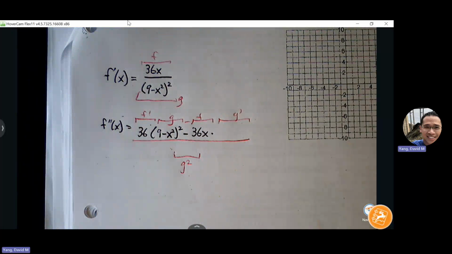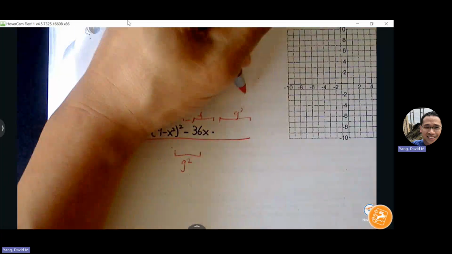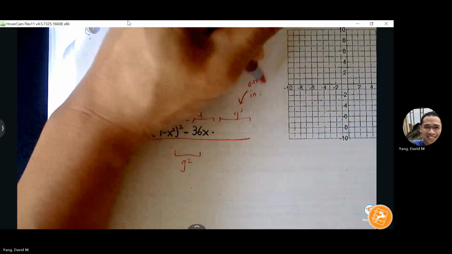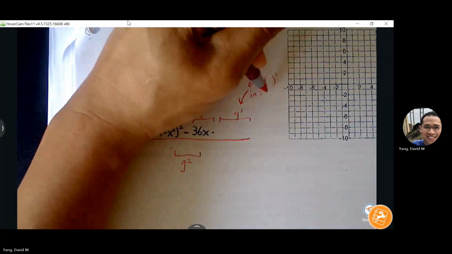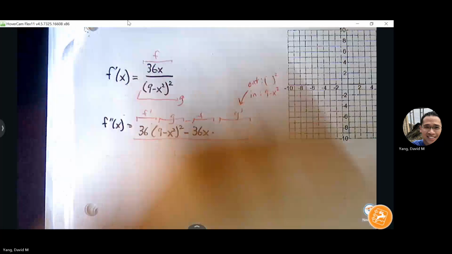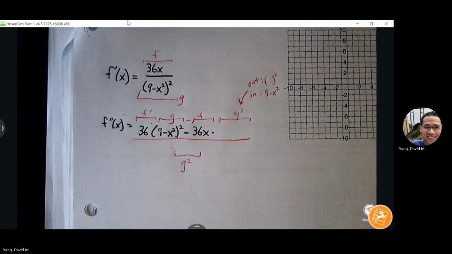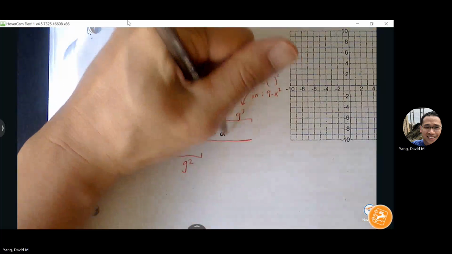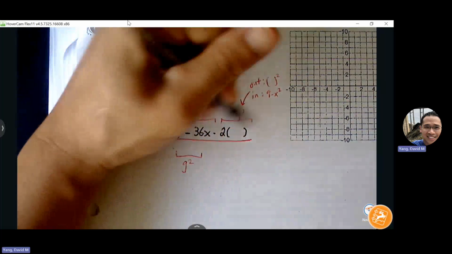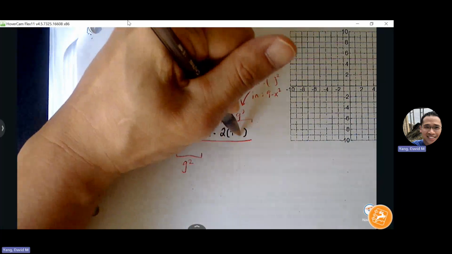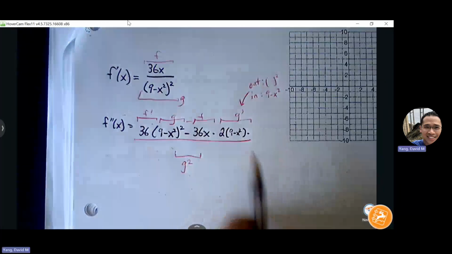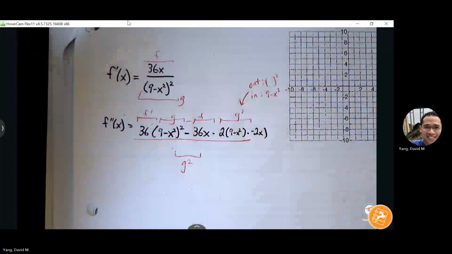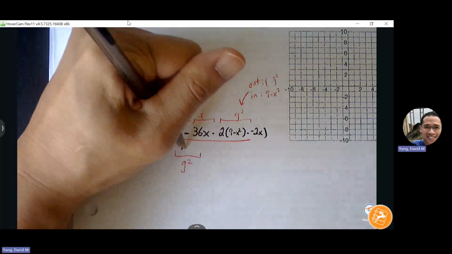Okay, G prime, this is where chain rule gets activated, right? Okay, outside derivative: 2 parentheses to the first power, keep the 9 minus x squared inside. Times what? Negative 2x. All over denominator squared.